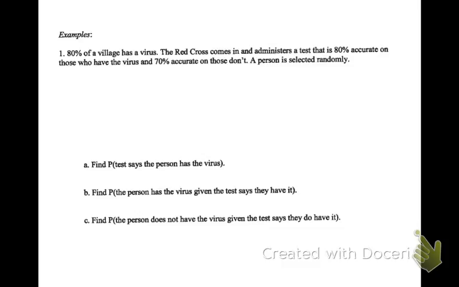And what we're going to do is create a rectangular array with 4 boxes, and we're going to be comparing accuracy with not being accurate. So accurate, not accurate. That tilde means not. And in this case, we're dealing with a test to determine whether or not someone has a virus in the village.